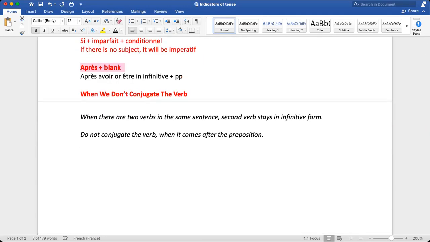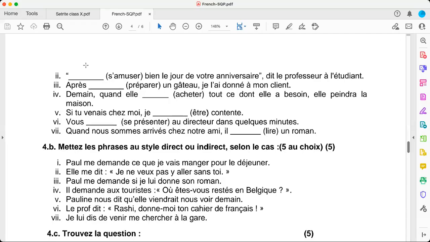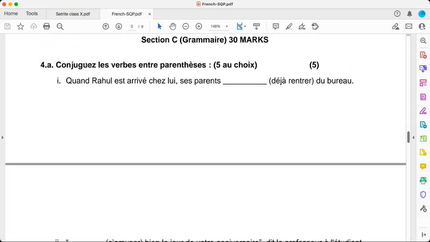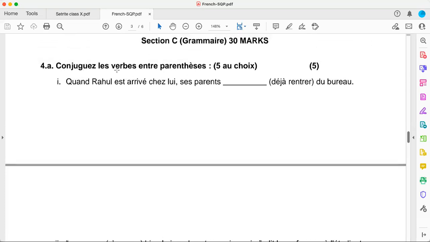Now we see an exercise for practice so that you can understand better. This is a CBSE sample paper. Conjuguer les verbes entre parenthèses. Cinq au choix. You get seven sentences and you have to do five of your choice. So, let's see what those sentences are.